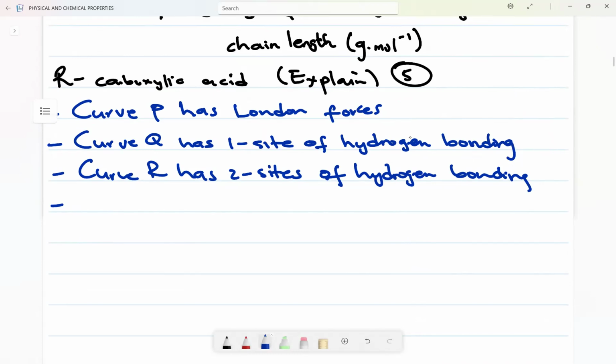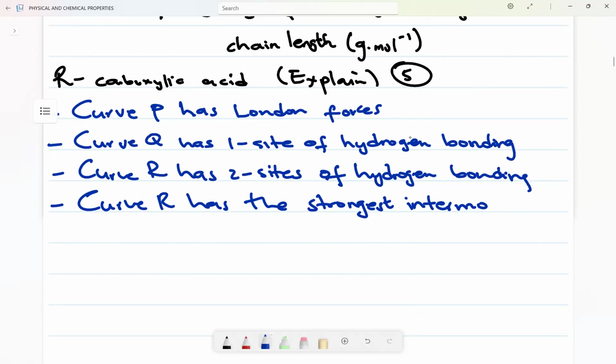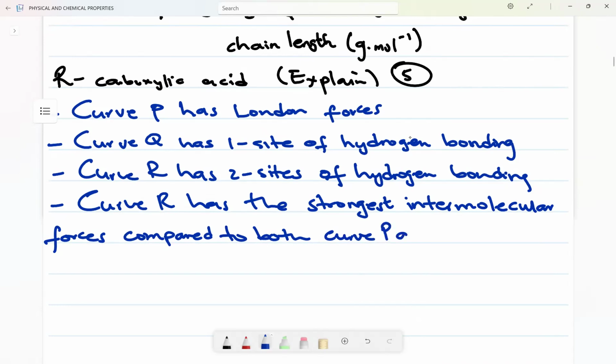So we're gonna say Kev R has the strongest, I won't say IMF, because I don't want you to use that in the exam, intermolecular forces compared to, you can say, both Kev P and Q, respectively, maybe.